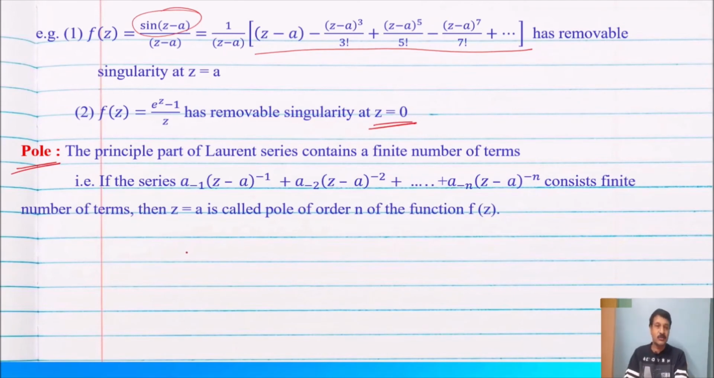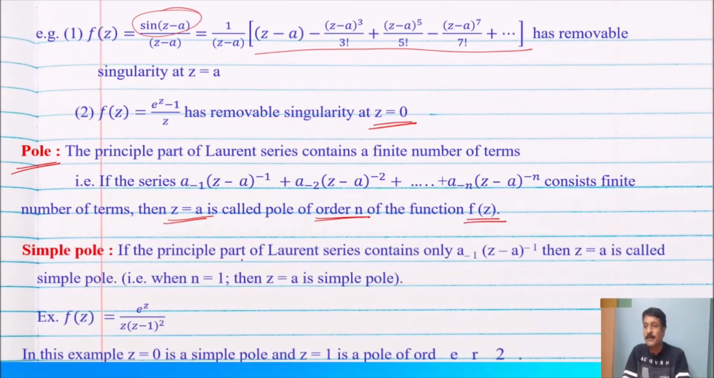Now, the pole. This is very important to solve the examples on residues. If the principal part of the Laurent series contains a finite number of terms, that is, the series a suffix minus 1 into z minus a raised to minus 1, plus a suffix minus 2 into z minus a raised to minus 2, plus dot dot dot, a suffix minus n into z minus a raised to minus n consists of a finite number of terms, then z equal to a is called a pole of order n of the function f of z. Simple pole: if the principal part of the Laurent series contains only a suffix minus 1 into z minus a raised to minus 1, that is when n equal to 1, then z equal to a is called a simple pole.